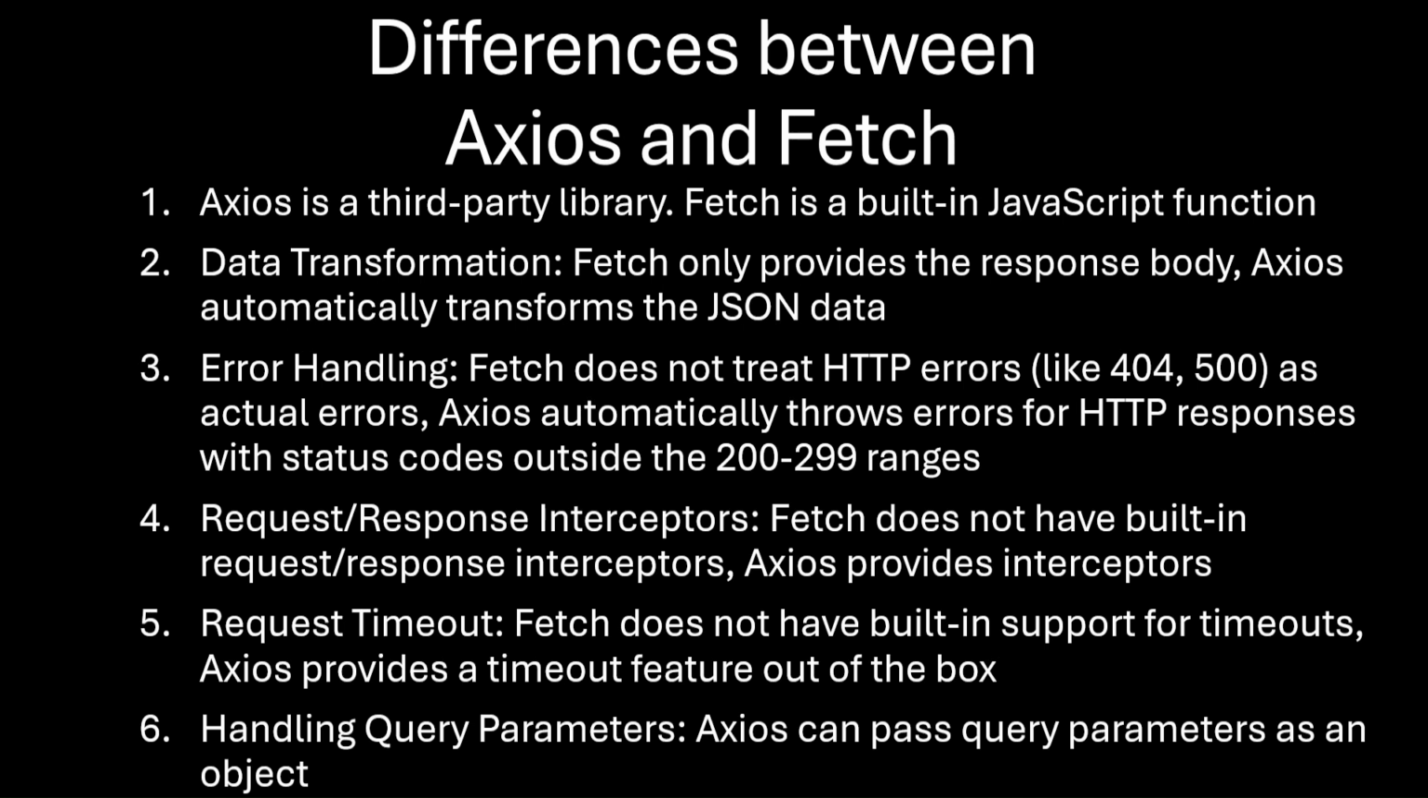And it was actually point 3, error handling. Fetch doesn't treat HTTP errors like 404 as actual errors, and Axios automatically throws an error for HTTP responses with status codes outside the 200-299 range. And the next point is point 4, request and response interceptors. Fetch doesn't have built-in request and response interceptors, and Axios provides them. Let's check it in the code.